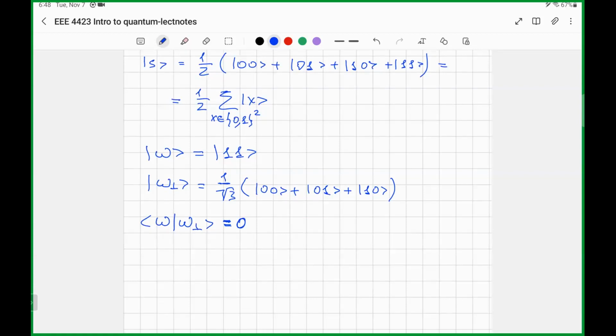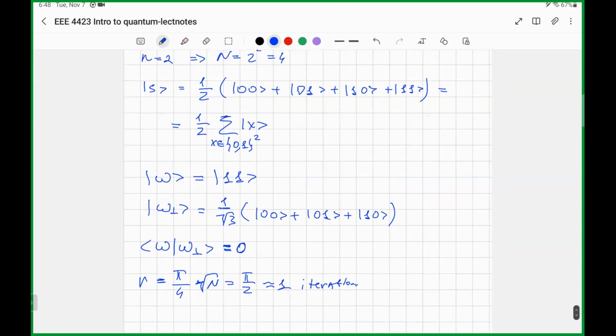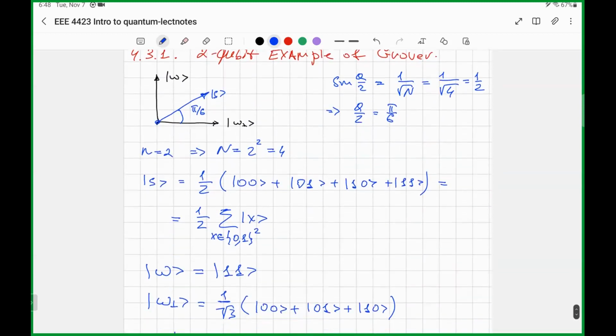So how many runs do we need to apply Grover's algorithm? Let's define this. For the number of iterations, we have this approximate formula, pi over 4 square root of n, right? Which gives me pi over 2, which is about 1 iteration. So we need just 1 iteration to get the result in the case of the 2-qubit circuit.